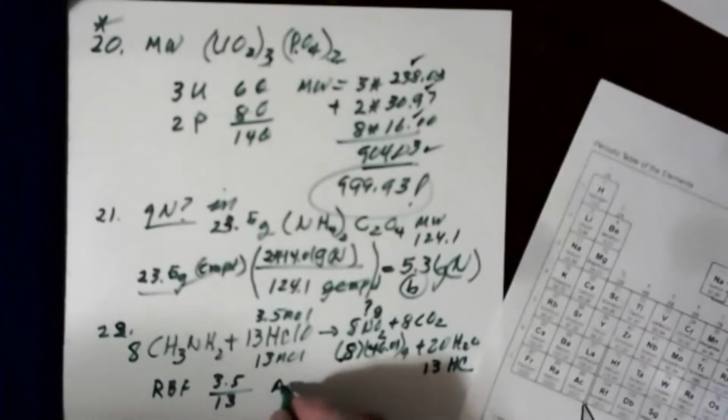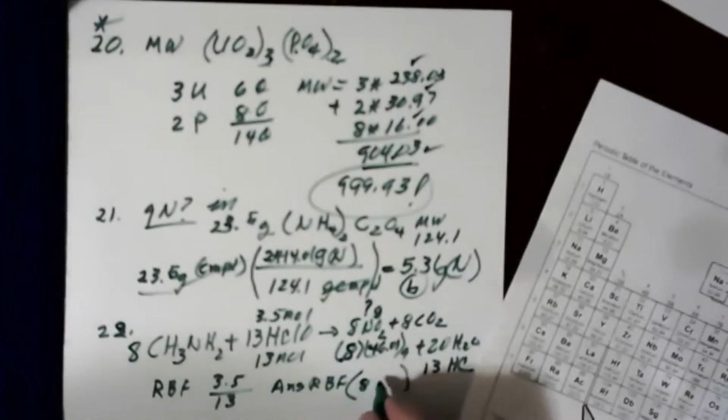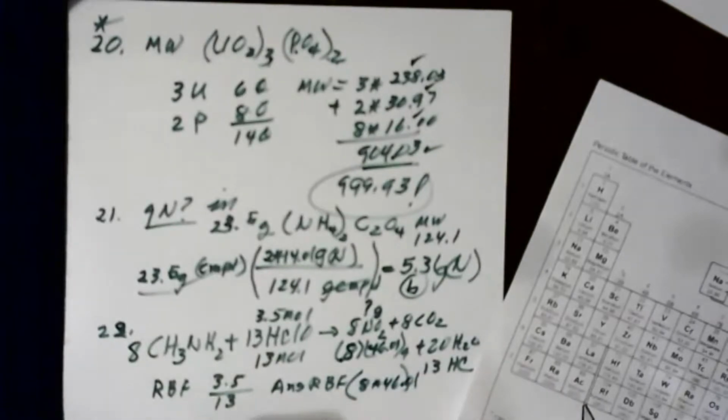The answer is the RBF, rebalancing factor, times what we've got here under this question mark. It's 8 times 46.01. So my answer is going to be the RBF, 3.5 divided by 13, multiplied by 8 times 46.01. And that'll be grams of the NO2.